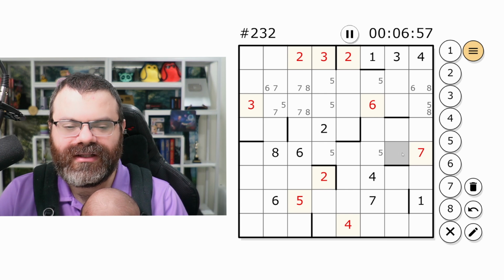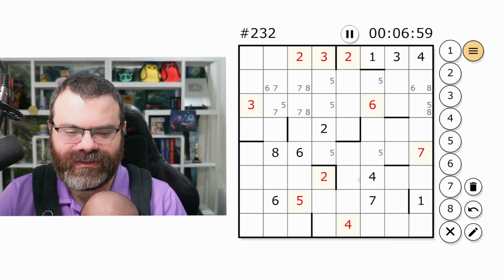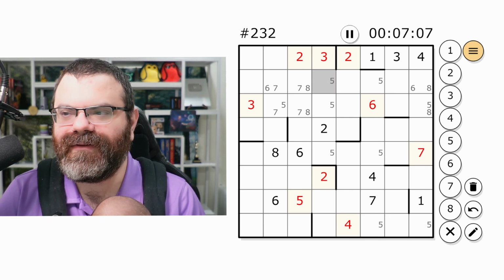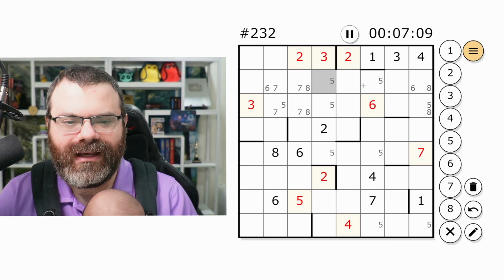Okay. So I do have an X-wing, but I'm going to finish the 5s first. This row already has a 5. This row needs a 5. 3 length. Could come from here. Come from here. All right. So this X-wing is going to be helpful. I'm going to pull out my little pen tool here.